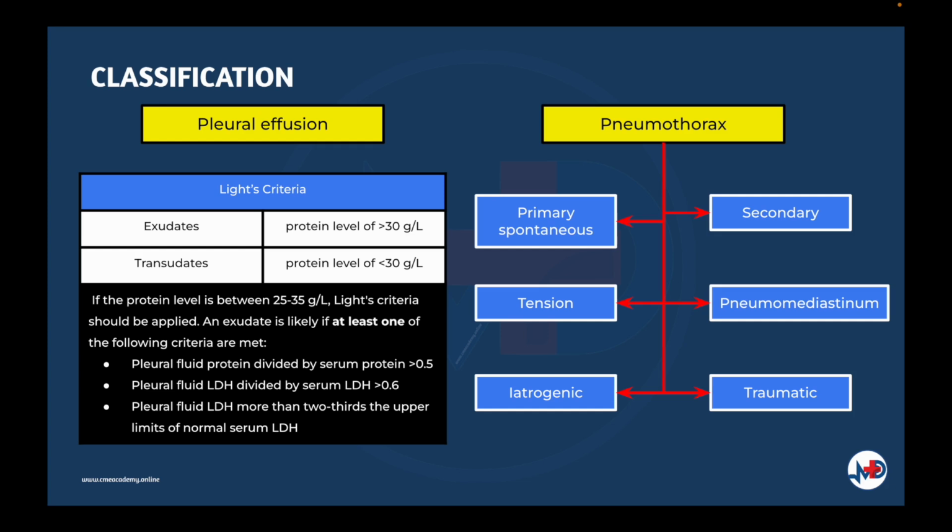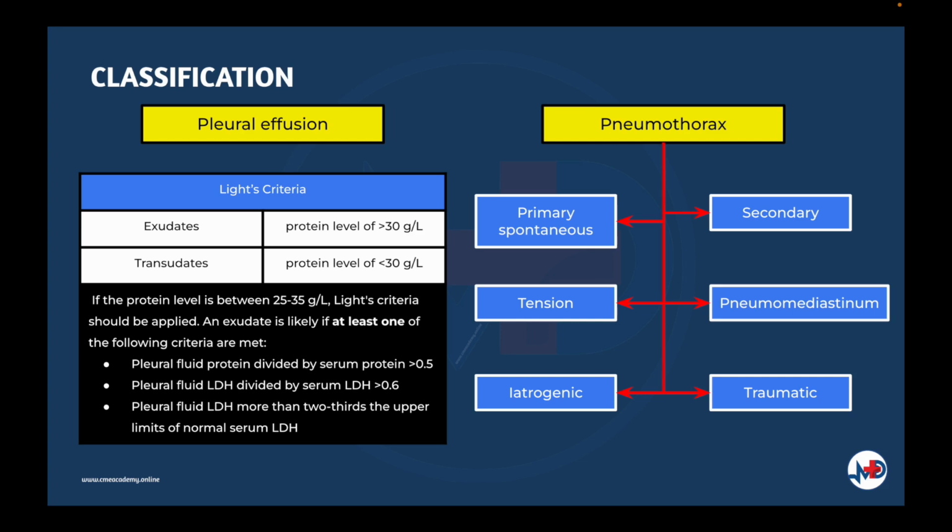So let's talk about the type of pleural effusion and how they can be classified. Light's criteria is used for classification. In exudative pleural effusion, the pleural fluid protein is more than 30 grams per liter, and in transudative effusion, on the other hand, the protein level is less than 30. If the protein level is between 25 to 35, Light's criteria should be applied.